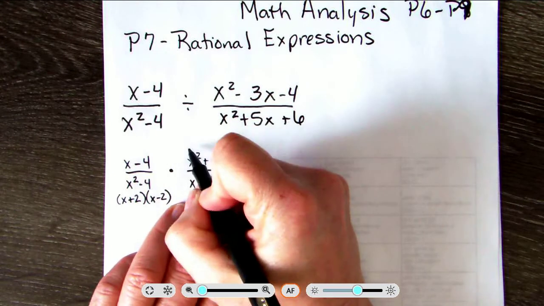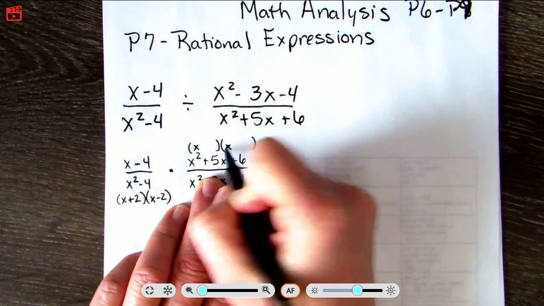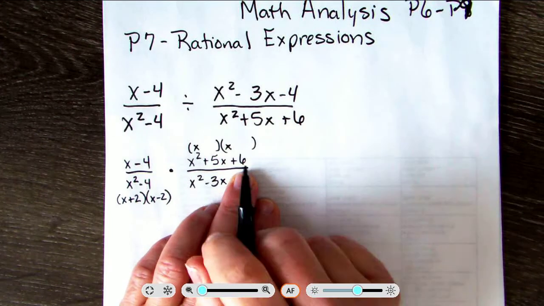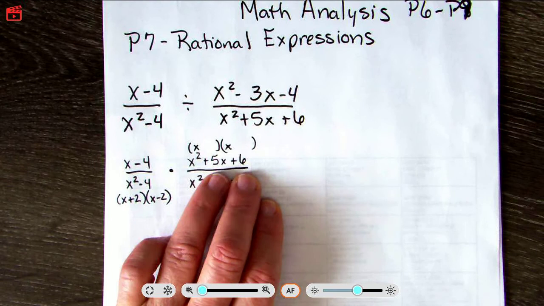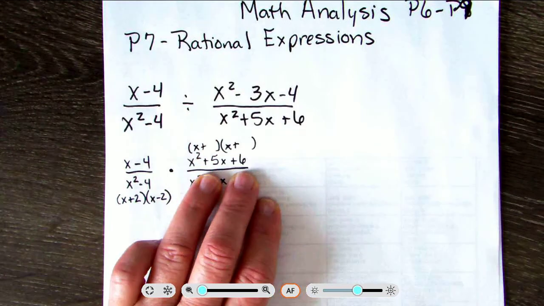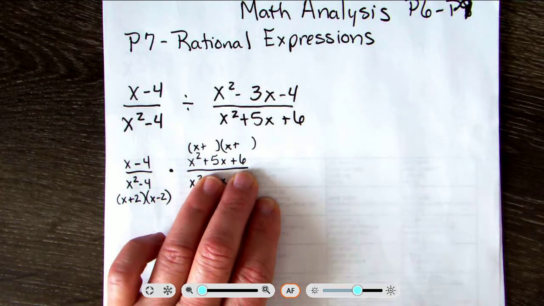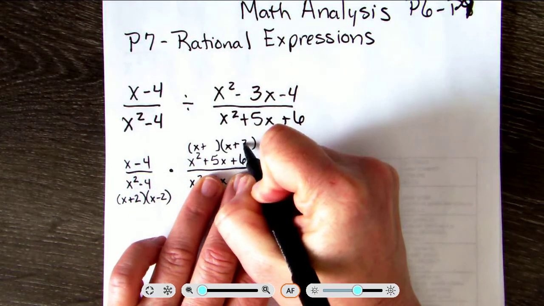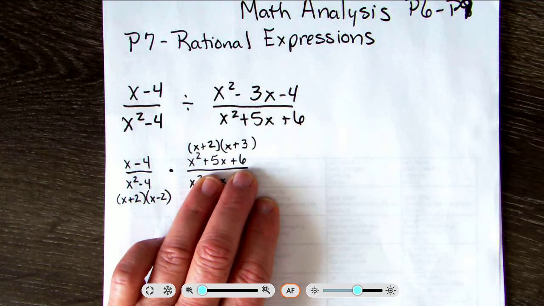This one I'm going to factor. My x and my x. Two numbers that multiply together to give me positive 6, that add together to give a positive 5, so I know both positives. Multiply together to give me 6, add together to give me 5. So x plus 2 and x plus 3.